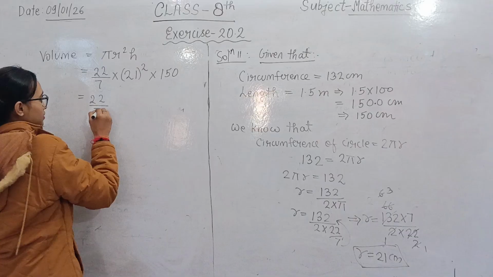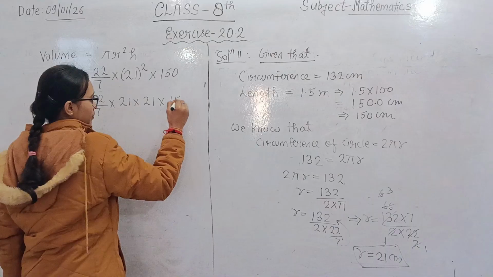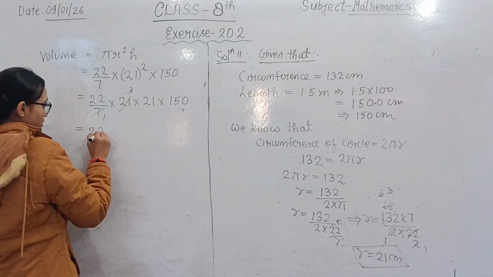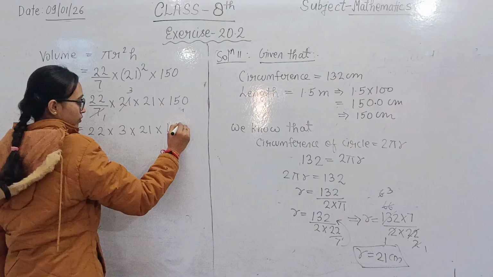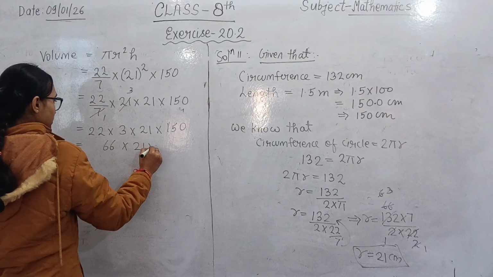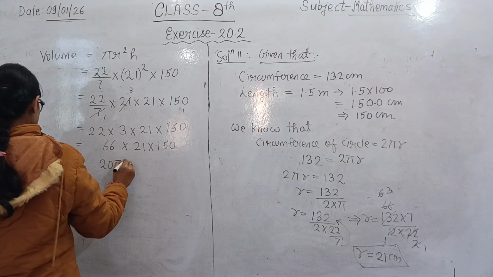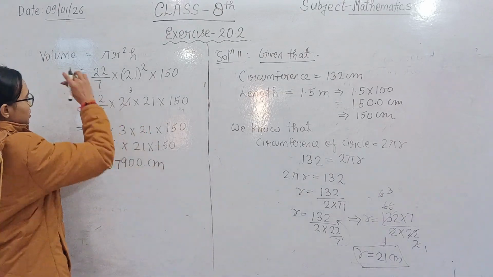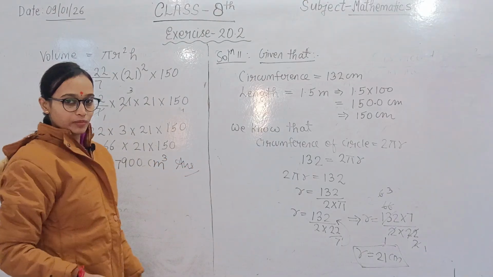22 upon 7. Here we can write it as 21 multiplied by 21 multiplied by 150. 7 ones is 7, 7 threes is 21, so 22 multiplied by 3 multiplied by 21 multiplied by 150, that is 66 multiplied by 21 multiplied by 150. On multiplying this, we get 207900. Unit is centimeter and we are calculating volume, so in power it will be 3. So this is the answer of question number 11.